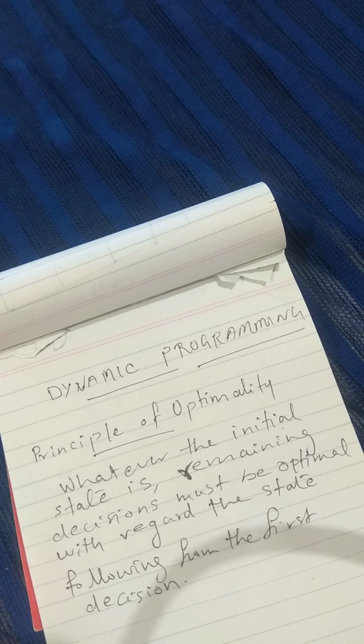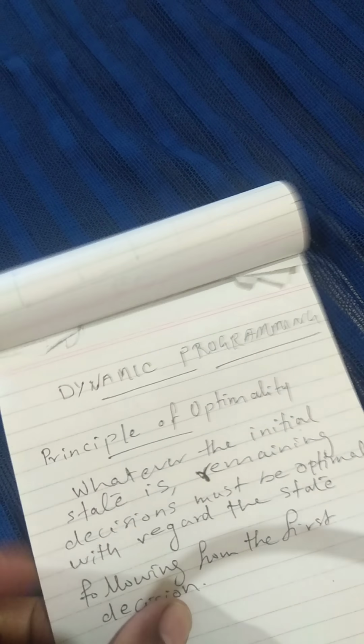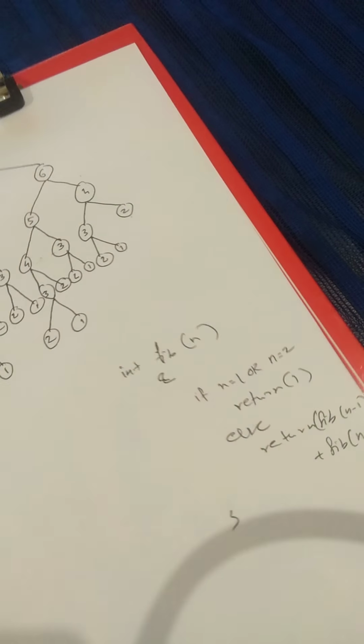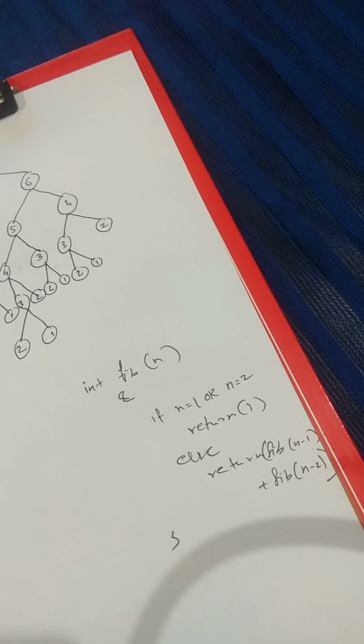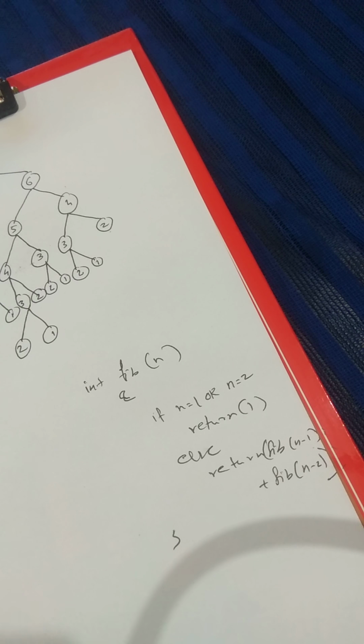Let us try to apply this dynamic programming method to find the nth Fibonacci number. This is the recursive algorithm to find the nth Fibonacci number. If n equals 1 or 2, it will return 1. Else, it will return fib(n minus 1) plus fib(n minus 2).